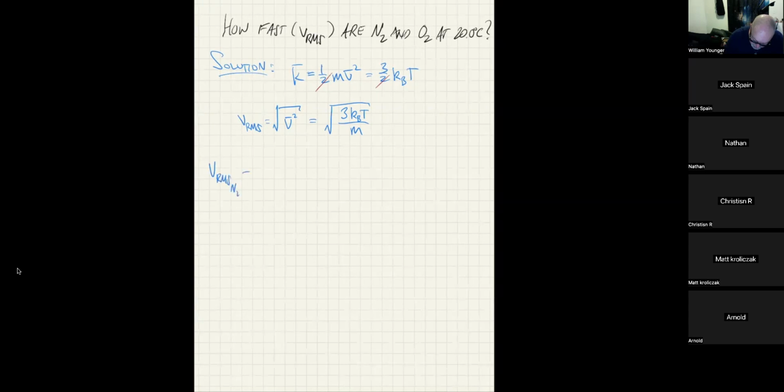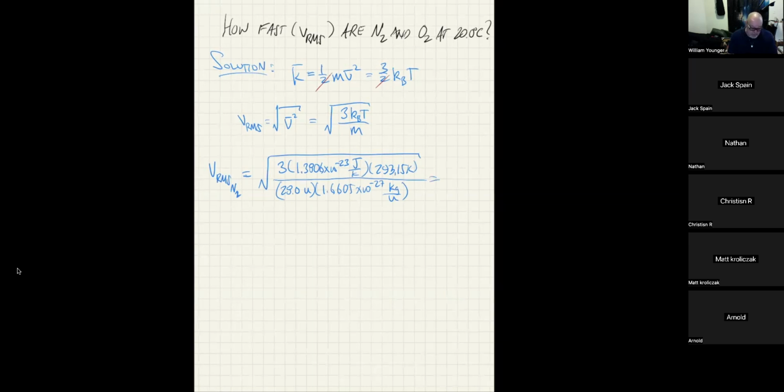VRMS of N2 will be equal to, and I'm using the periodic table, I just happen to know these numbers off the top of my head, the square root of 3 times 1.3806 times 10 to the negative 23rd joules per Kelvin times 293.15 Kelvin. All that's going to be divided by the mass, which in the case of nitrogen is about 28.0 u. And of course, 1.6605 times 10 to the negative 27th is the number of kilograms per u. So that gets it all to the right units. And when I do this, I think this comes out to be like 480 or something. So let's give it a try.